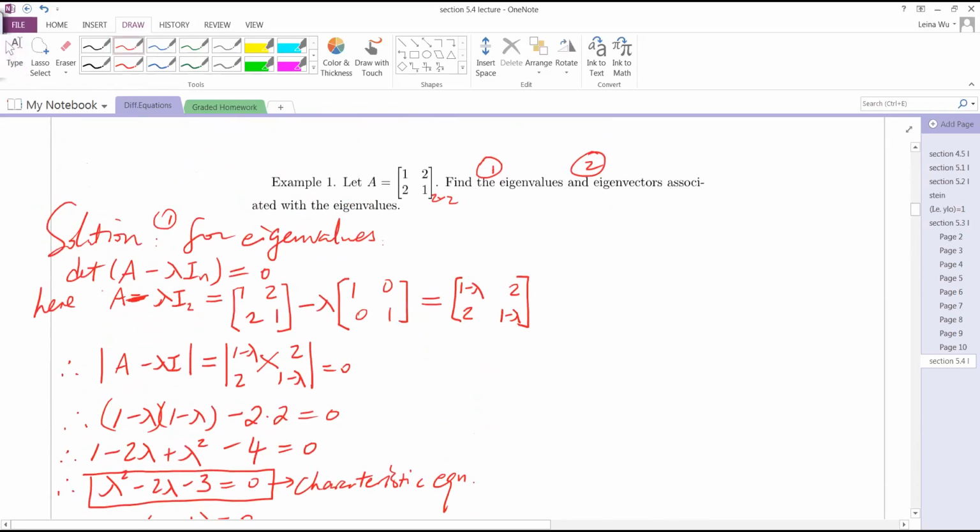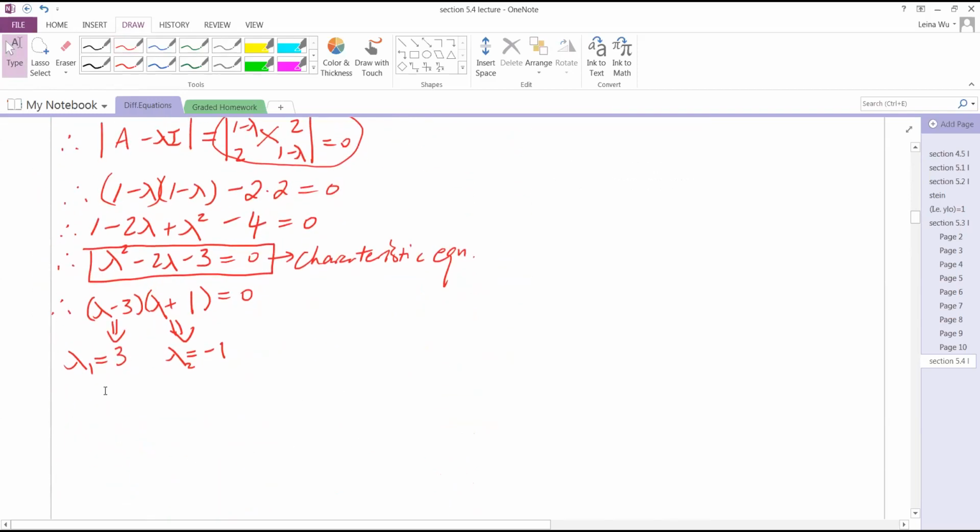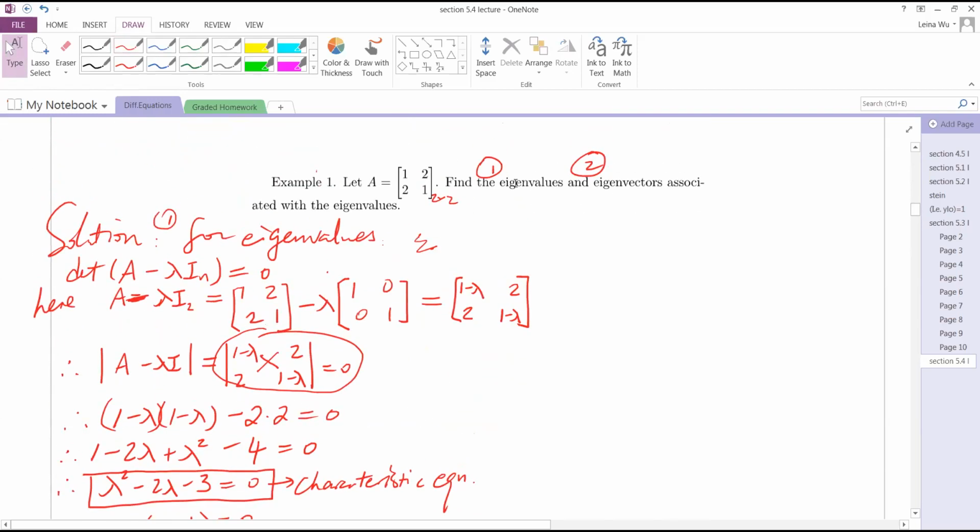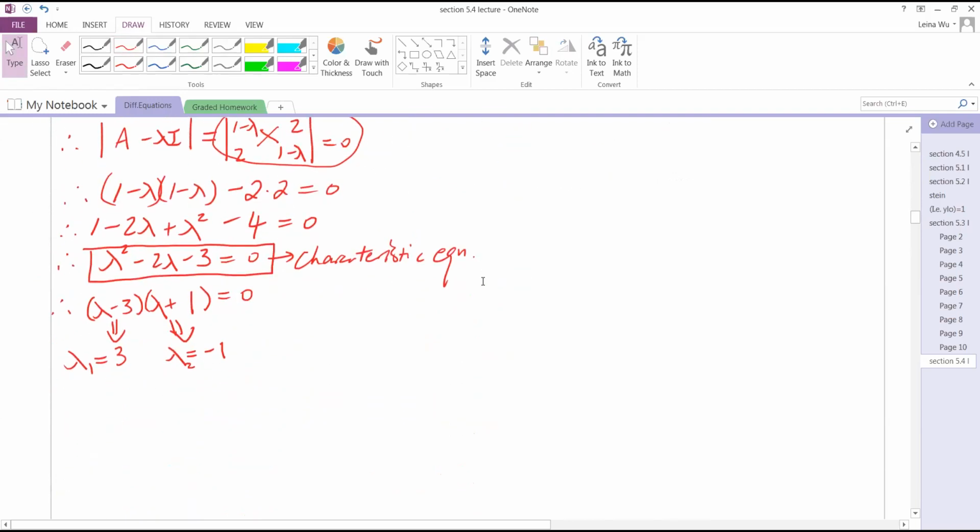You probably remember this one here. When you do A minus lambda I, basically you start with matrix A, and then you subtract lambda from the main diagonal entries. That gets you the two eigenvalues. Next, we go look for the eigenvectors related to these two eigenvalues. So I'm going to keep going.